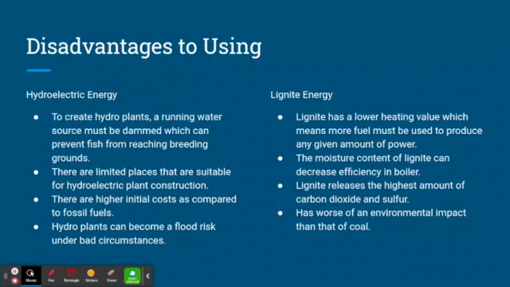Lignite energy has a lower heating value, which means more fuel must be used to produce any given amount of power. The moisture content of lignite can decrease the efficiency in boilers. Lignite releases the highest amount of carbon dioxide and sulfur out of all energies, and it also has the worst environmental impact of that of coal.